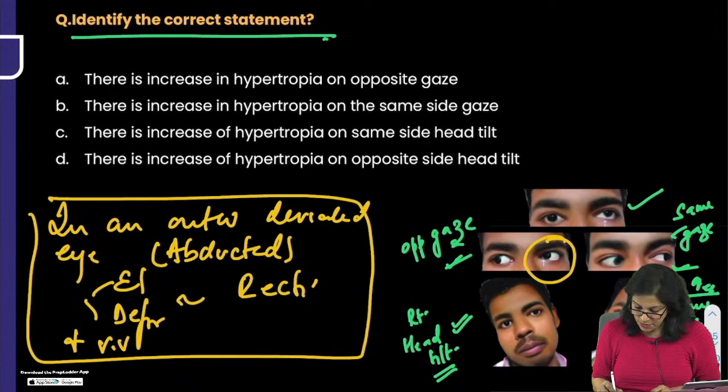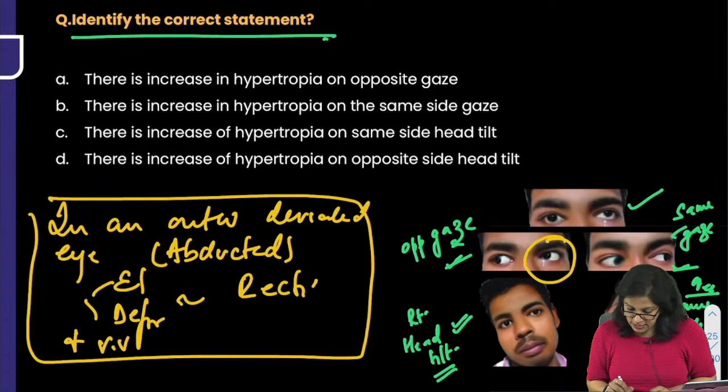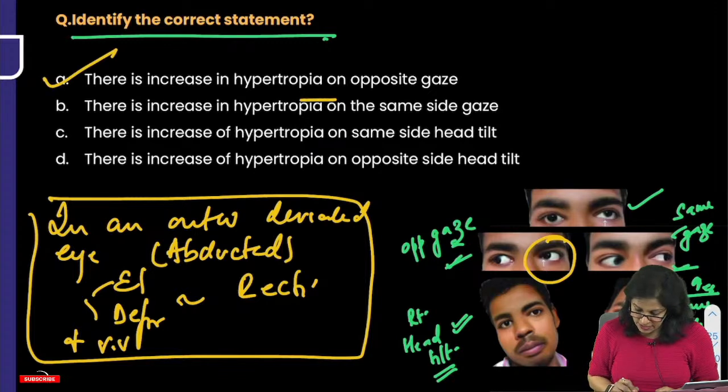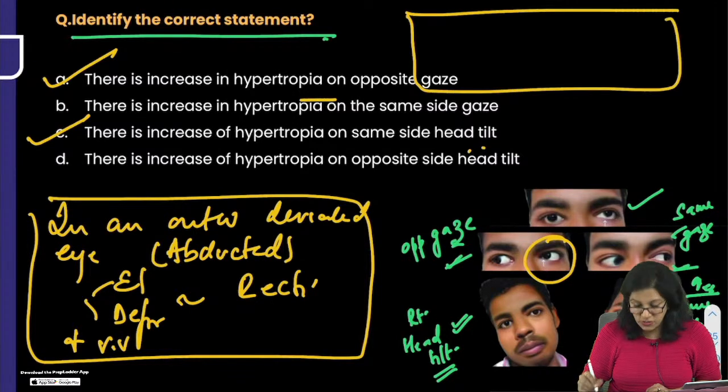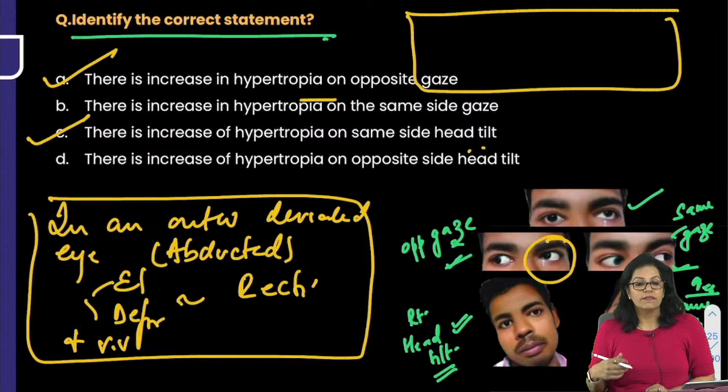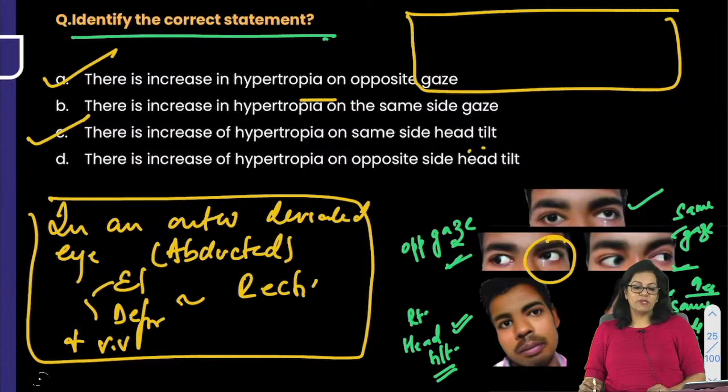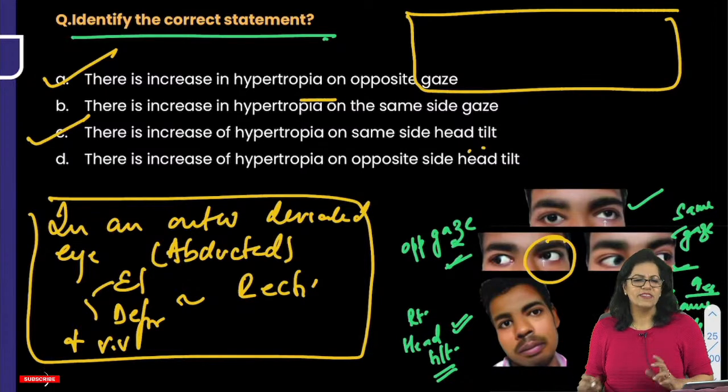There is an increase in hypertropia on opposite gaze. Is there an increase in hypertropia on same side gaze? No, it is on opposite gaze. Increase in hypertropia on same side head tilt. So the question should have been to identify the correct statements. I want you to write this in a box. I did not change the question style, which I made myself, because I wanted you to know these 2 points. We are anyway revising. So these are the 2 correct statements.